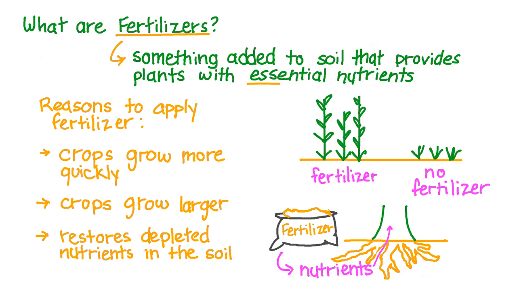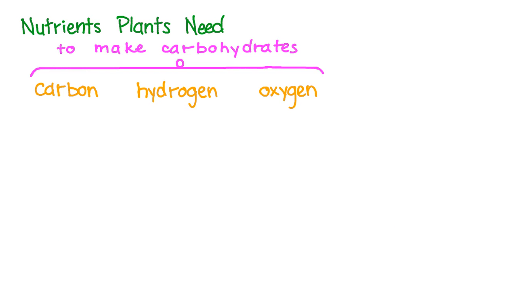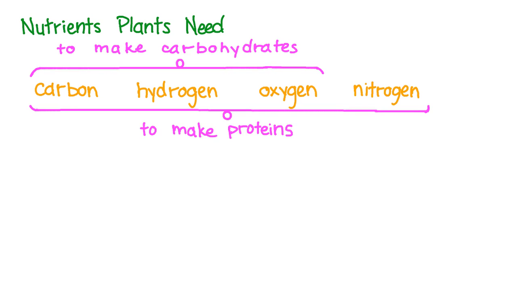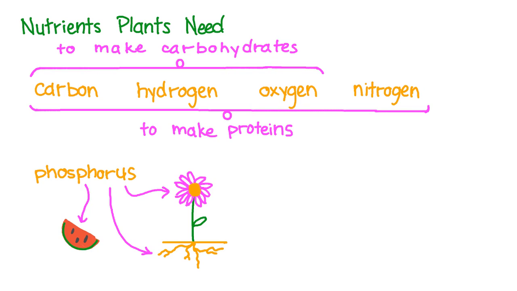So we keep talking about these essential nutrients that plants need, but what exactly are these? Well, in order to make carbohydrates, plants need the elements carbon, hydrogen, and oxygen. And in order to make proteins, plants need carbon, hydrogen, oxygen, and nitrogen. The element phosphorus is important for the growth of flowers, roots, fruit, and seeds. This is because phosphorus is found in both DNA and ATP, which is what cells use for energy.